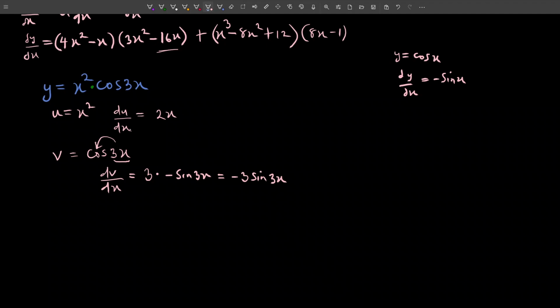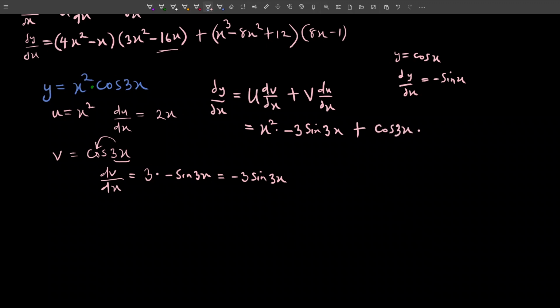Okay, now we know what du dx is and dv dx. Applying the product rule, we know that dy dx is equal to u dv dx plus v du dx. So this should give me, what is my u? u is x squared times, what is my dv dx? dv dx, we got it to be minus 3 sine 3x, right? Then plus, what is v?